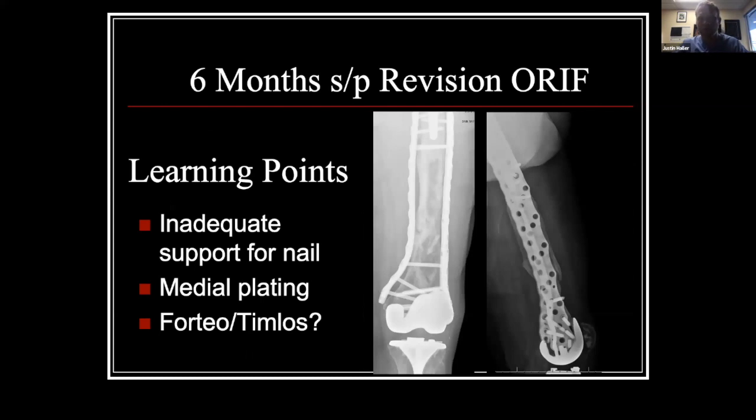And so here she is about 6 months out. She's healed her medial cortex. Laterally, she's still progressing. But the learning points for me on this one were really inadequate support proximally for a nail, and should have considered medial plating. I was concerned about the proximal extent of the medial plate, at how high it would go, and if we would be able to get fixation on the medial side. But as we demonstrate here, you can get fairly proximal with a medial plate, so long as you're a little bit anterior. And then it raises the question of maybe we should have used Forteo or Tymlos as an anabolic agent to help with some bone healing given her age.